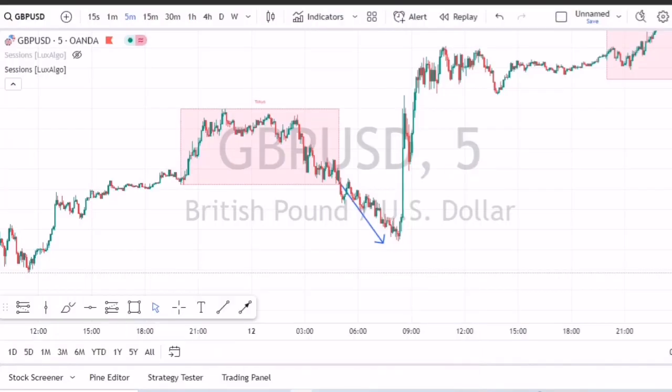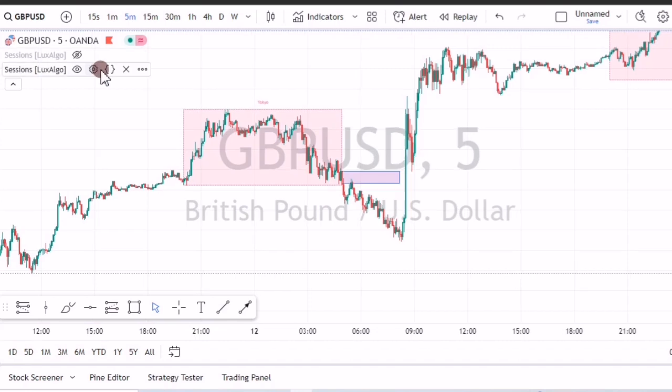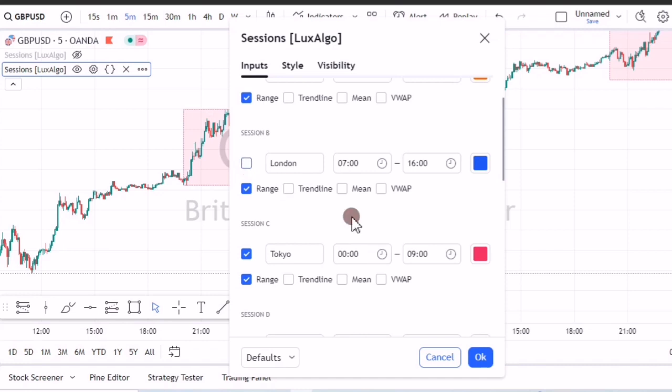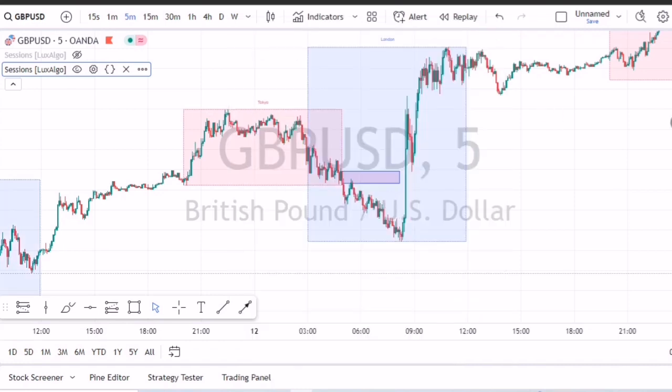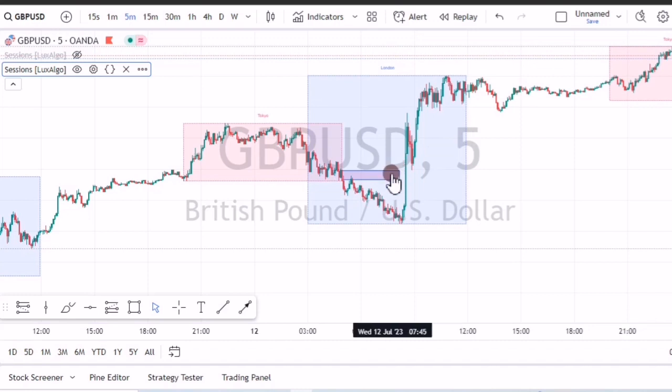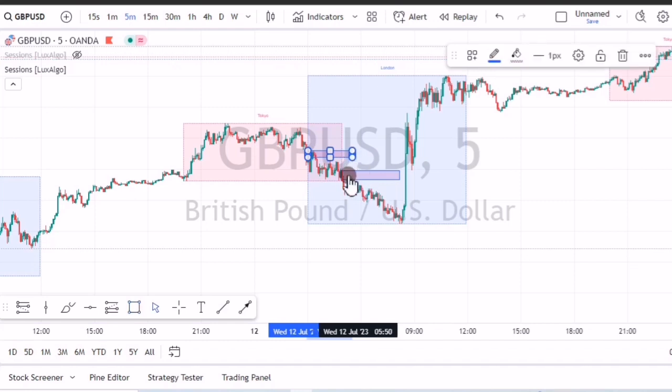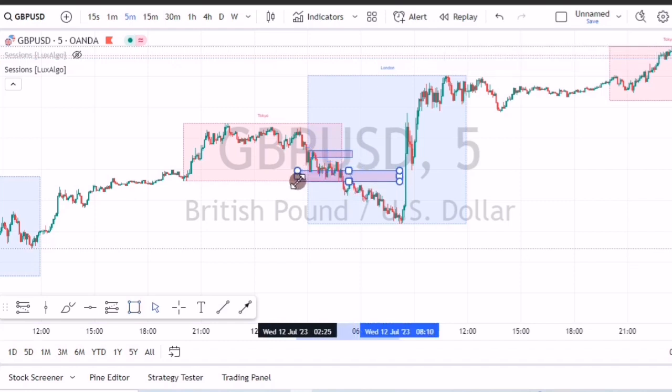Okay, traders, for the analysis method, let me just remove the drawings. Let us activate the London session. Okay, let's activate London and press OK. What you have now is this small portion where the sessions are overlapping. Right here where the sessions are overlapping, you have the highest point right there. Okay, and then you have the lowest point right there. Okay, you can use this to guide you.